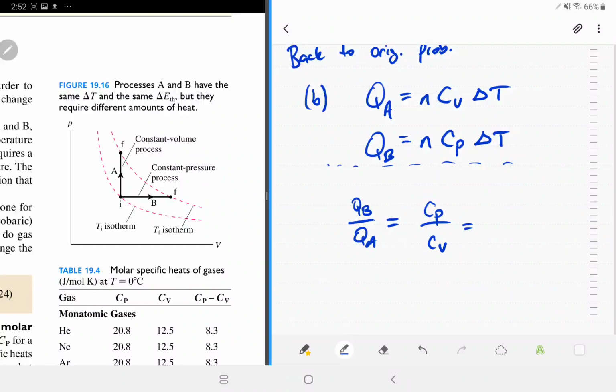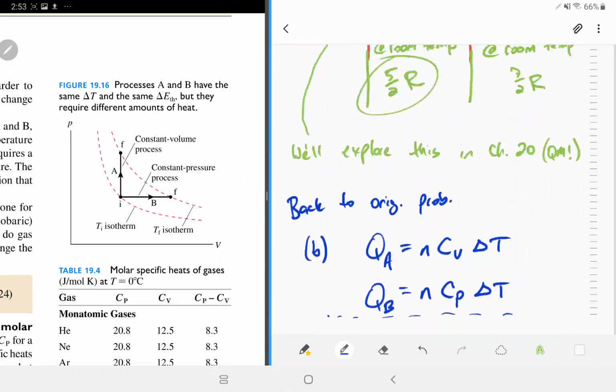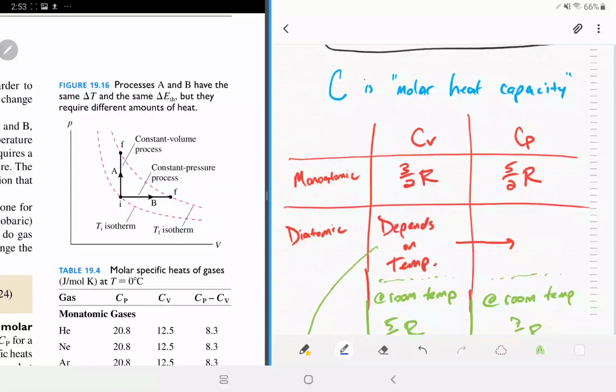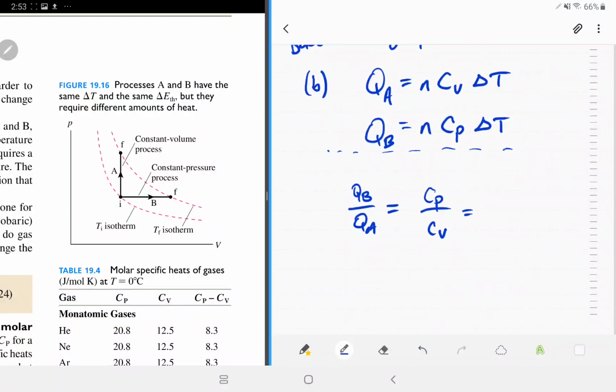And because we're told in the problem that we had helium gas, this is a monoatomic gas, and so we know exactly what the value of Cv and Cp are. It's 3 halves R and 5 halves R. So I can go ahead and plug in. This is 5 halves R, and this is 3 halves R. So this ratio is 5/3.